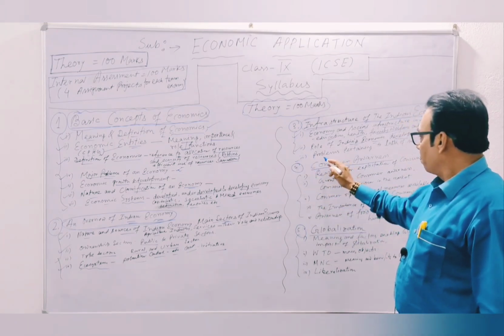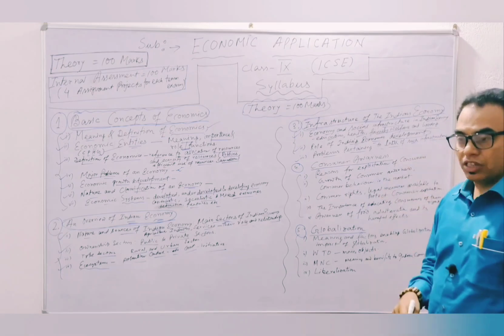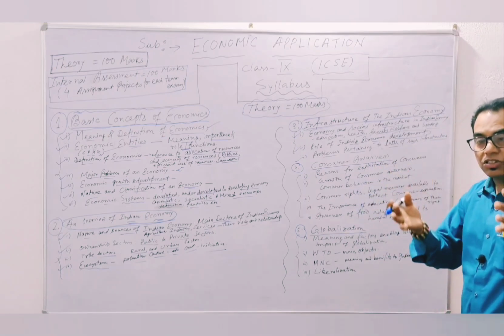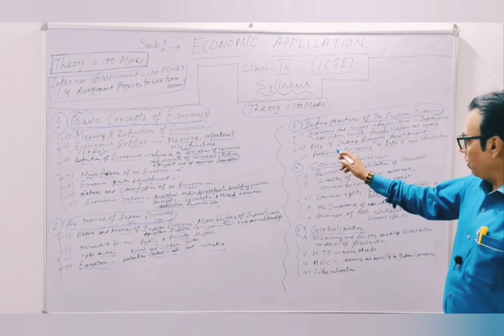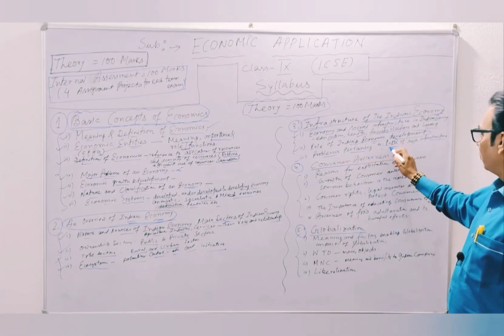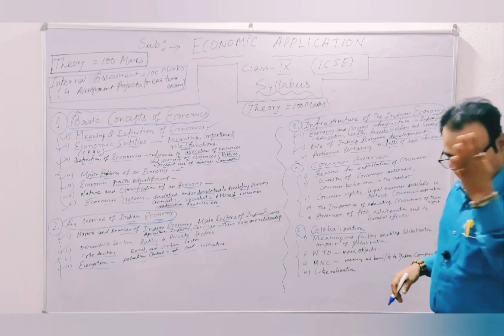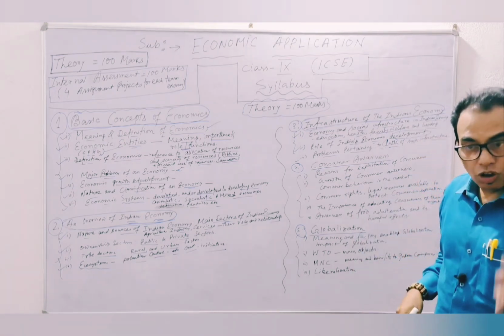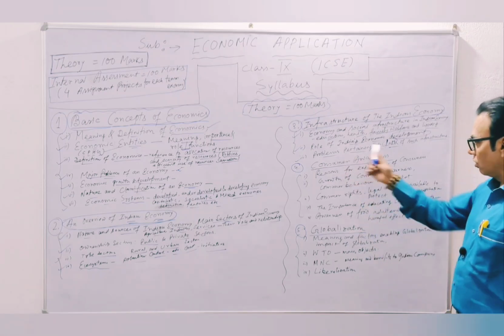And number three, the problems pertaining to the lack of such infrastructure. Where this infrastructure is lacking, what problems arise? If proper infrastructure is not available, then what problems are we facing? These are all things here.